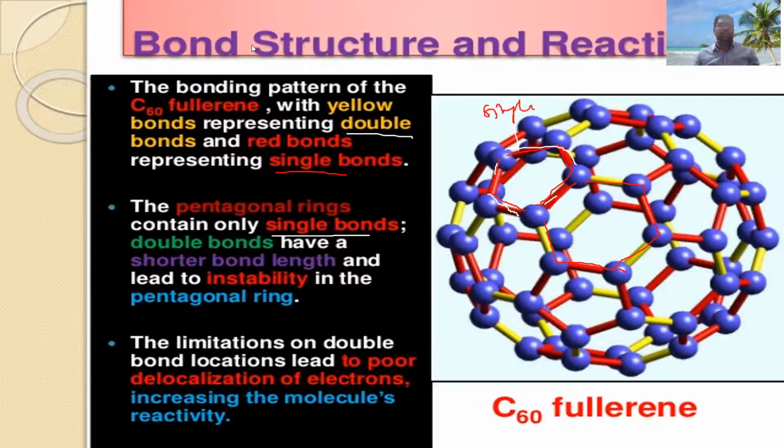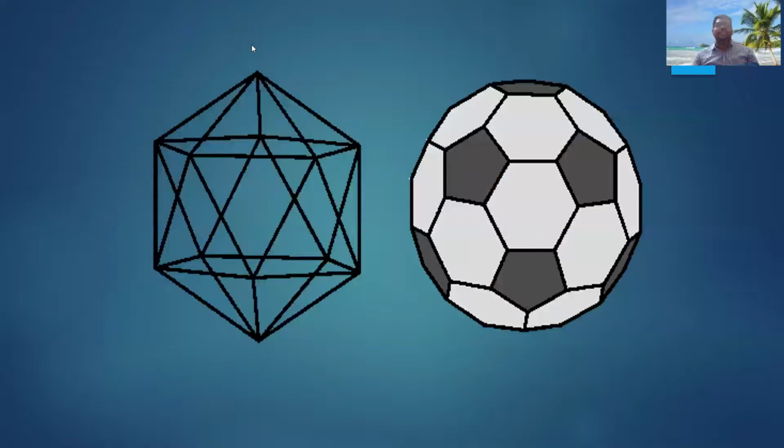Pentagonals have only single bonds. Double bonds have a shorter bond length and lead to instability in the pentagonal ring. The limitations on double bond locations lead to poor delocalization of electrons, increasing the molecule's reactivity.